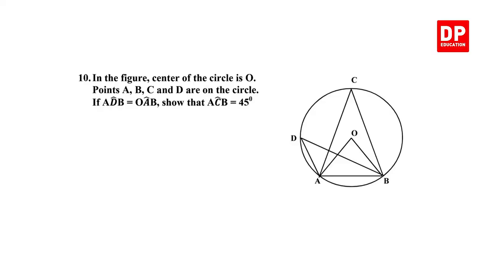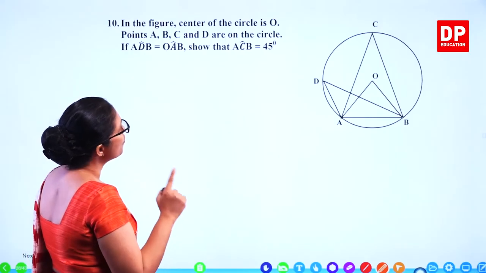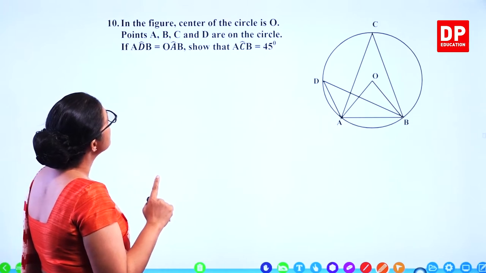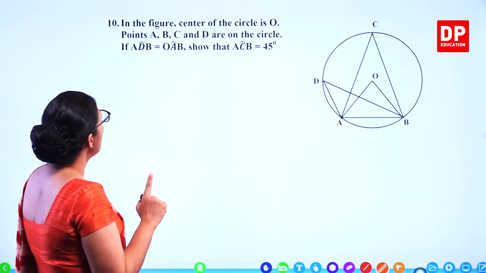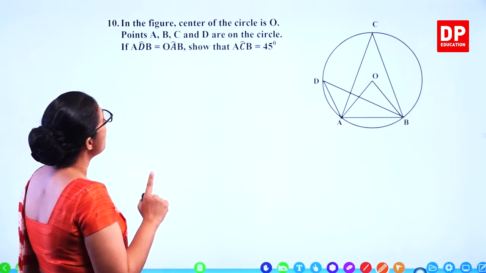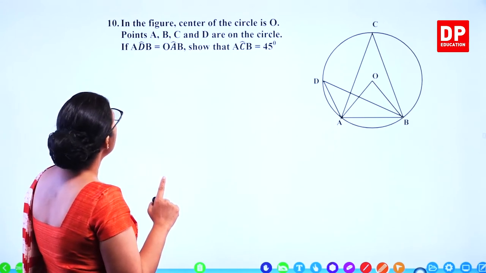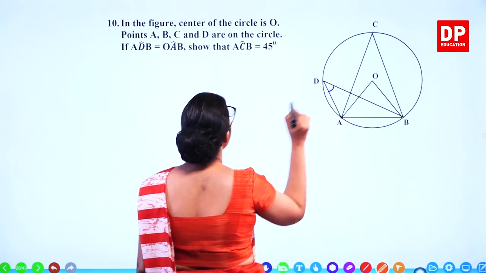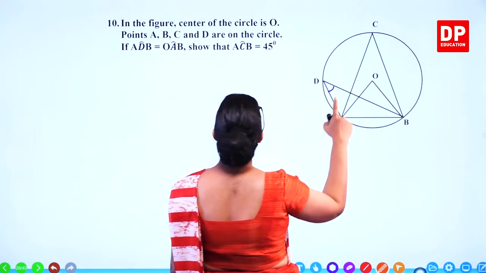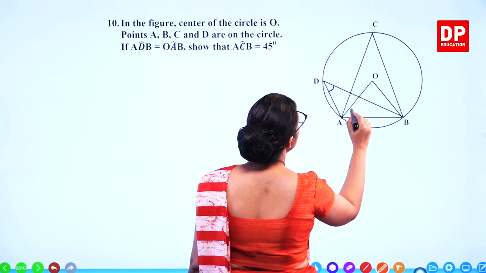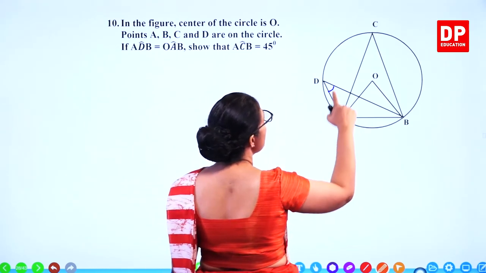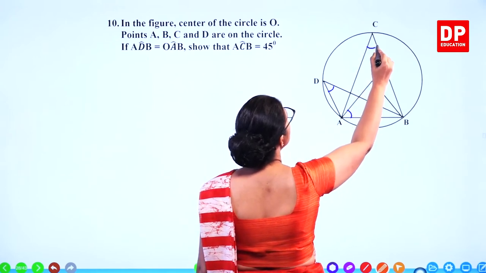Question number 10. You have to prove that in the diagram, center of the circle is O, points A, B, C, D are on the circle. If angle ADB is equal to angle OAB, show that angle ACB is 45.